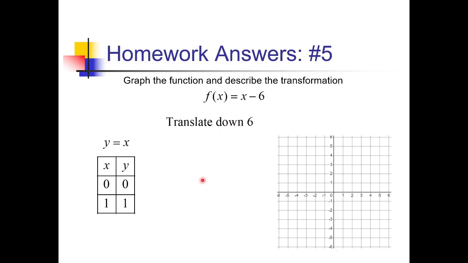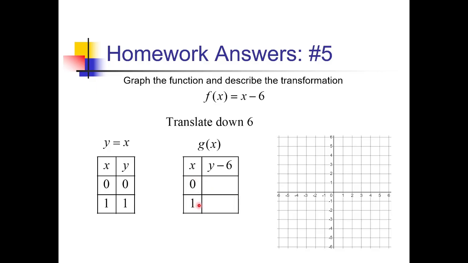So in terms of rules, the x is not changing at all if we're thinking about this vertically. We can just call that x. For the y rule, we can call this y minus 6. So the x's are still 0 and 1. And for the y's, we're now going to have negative 6, and 1 minus 6 is negative 5. Graphing those out, we have 0, negative 6 right there, and 1, negative 5. And we can draw the line through those.